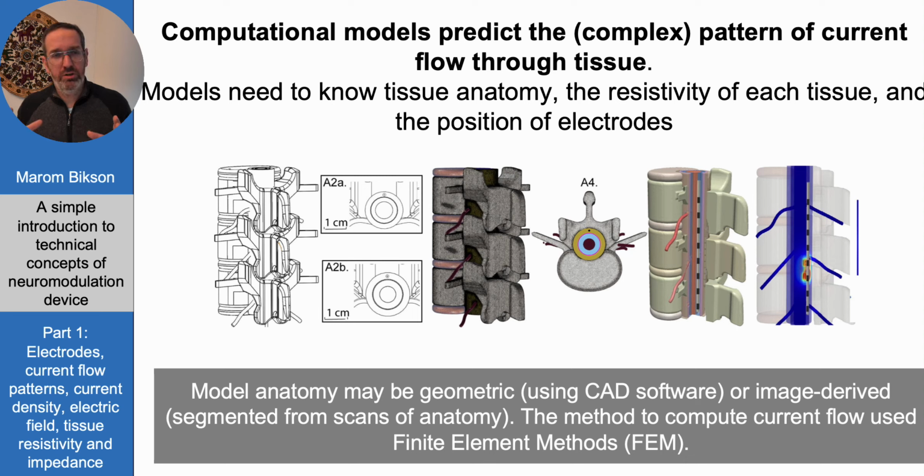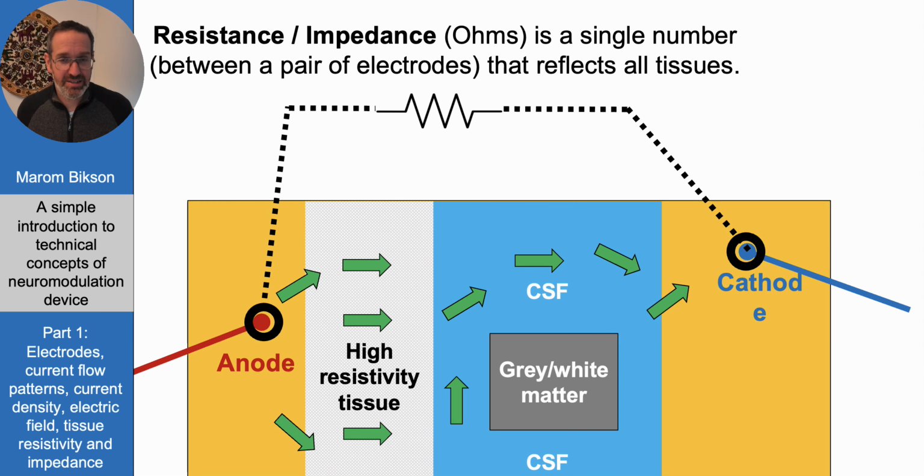All these are terms used in the field of computational models, but all computational models of current flow start with the representation of the anatomy and end with a picture that we've described as a false color map of which parts are getting more electricity, more current density, and which are getting less.